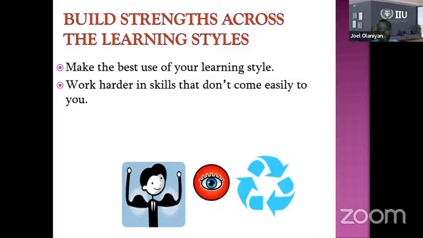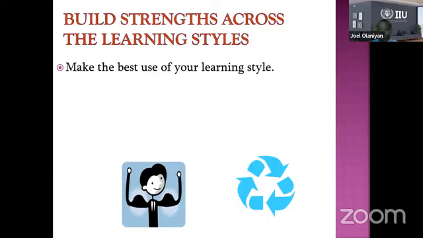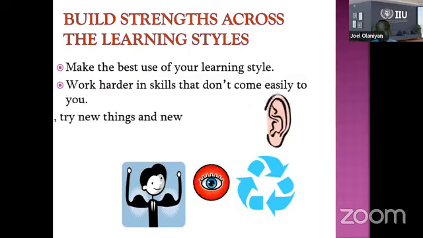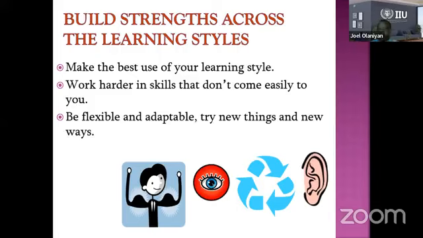Work harder in skills that don't come easily to you. That is, try to improve yourself in the skills that don't easily come to you. You need to acquire, work hard and develop your skills to ensure that you are an all-rounder. You are not just somebody who is facing one part of the learning style alone.